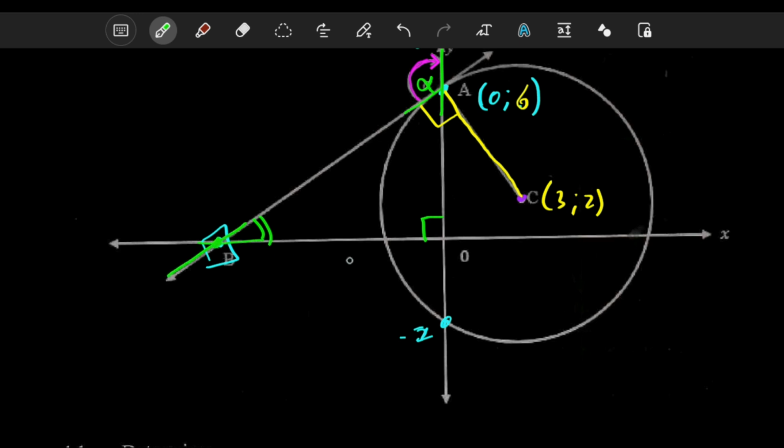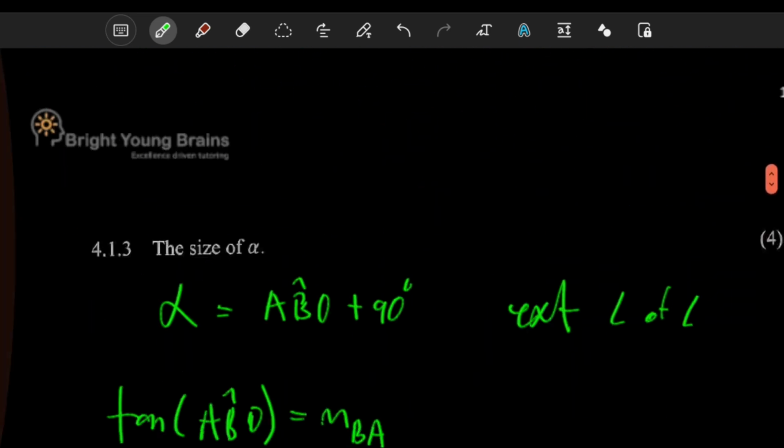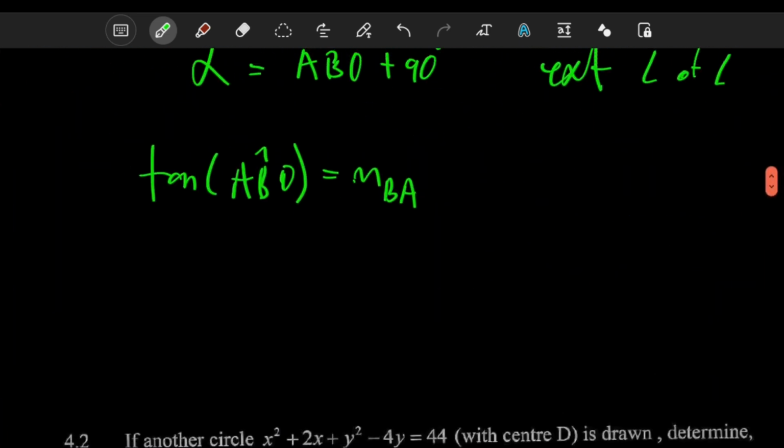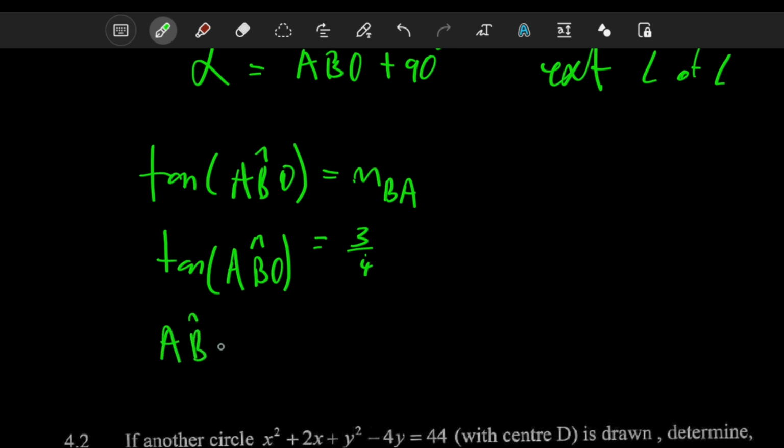I mean, that will be cutting the x-axis there, you see. So this angle here, we can get it using our tan formula. The gradient of BA, we got it to be 3 over 4. So this is 3 over 4, tan of the whole angle ABO. So to make your life easy, don't even stress about these things here. When you put this into your calculator, you say shift tan of a negative 3 over 4.